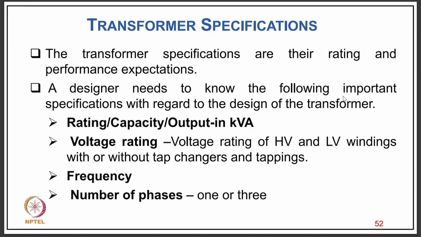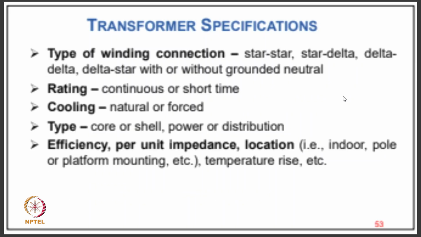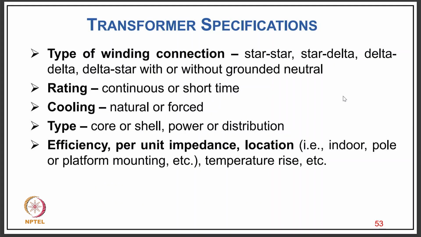Transformer specifications are the rating and performance expectation. A designer needs to know the following important specifications with regard to the design of a transformer: rating, capacity and output kVA, and the voltage rating of the HV and LV winding with or without tap changer and tapping, and of course the frequency, number of phases, maybe one or three, and type of winding connection like star-star, star-delta, delta-delta, delta-star, with or without ground, or maybe polygon, hexagon, Scott, zigzag, T connection. There are plenty of connections, 7 to 8 connections, where three phase transformers are connected for different applications and purposes.